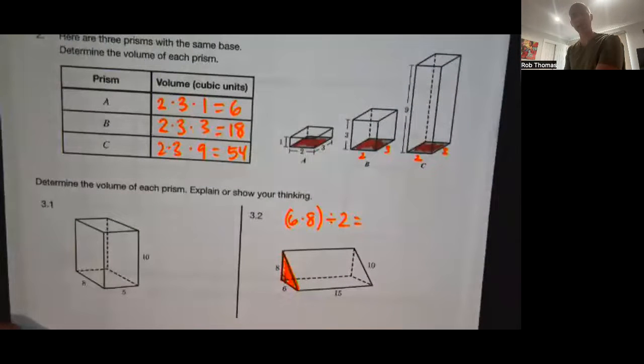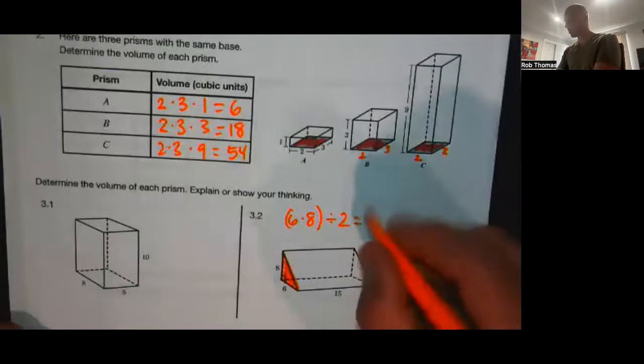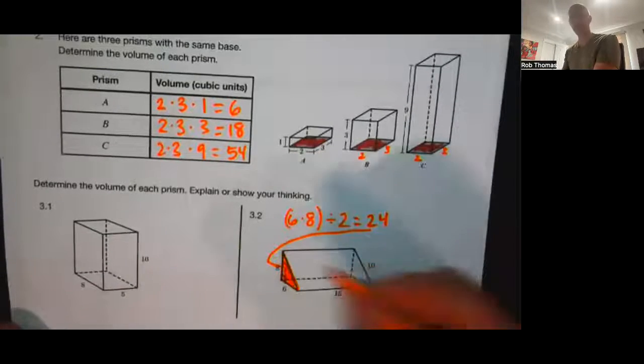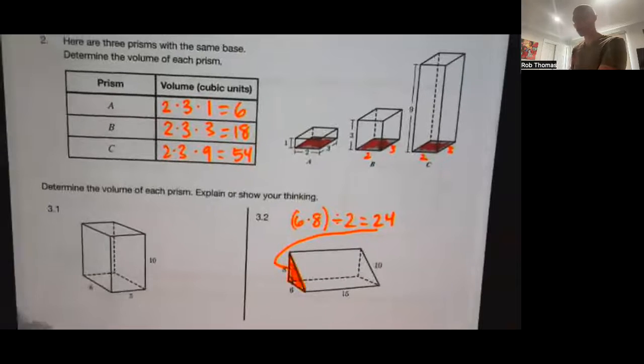6 times 8 is 48. Divided by 2 is 24. So I'm giving you the first part. That's the area of the base. Now you just got to multiply by the height. And I'm going to leave that for you to do.